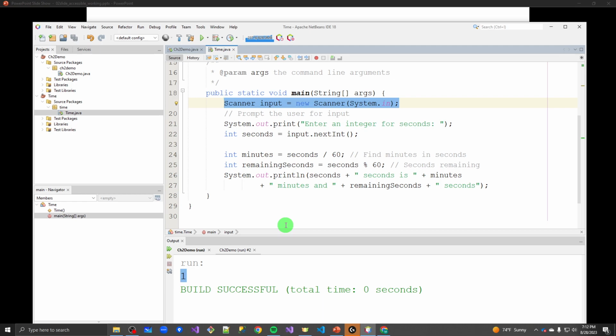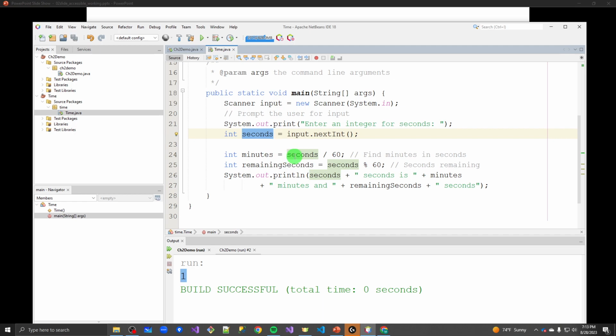Okay. You'll eventually get to the point where you do understand it as we talk more and more about object-oriented programming. Okay, so we set up this new scanner, assign it to the variable input so we can talk to it. We tell the user with the System.out.print, enter an integer for the number of seconds. And we say input, that's the scanner, say, hey, scanner, get me the next integer. And we assign that to a variable that holds an int. It's called seconds.